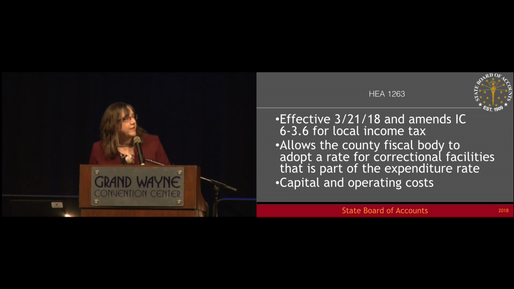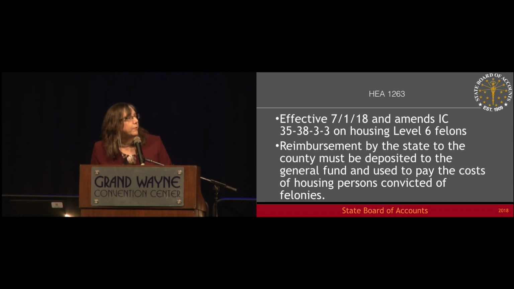We've had a few questions on this even before it came out. The reimbursement that you get from the state for housing level 6 felons does have to go in the general fund, which it always did, but you're going to have some additional tracking because the state wants you to use that money on housing felon convictions. So you're going to have to track when that comes in and be able to show that it was then used by your jail for the housing of your felons.